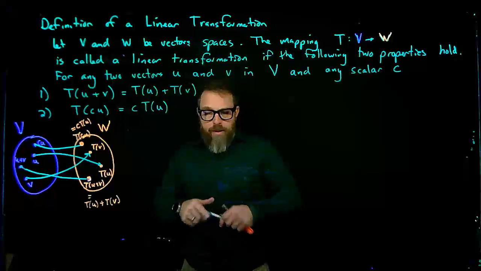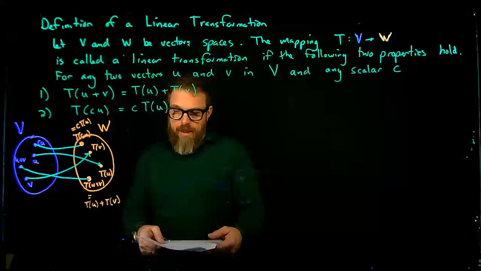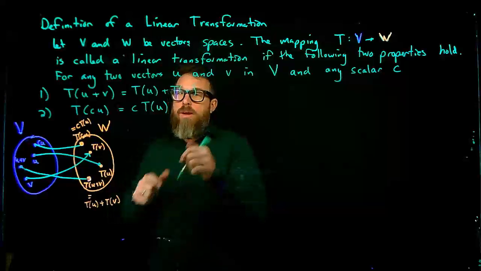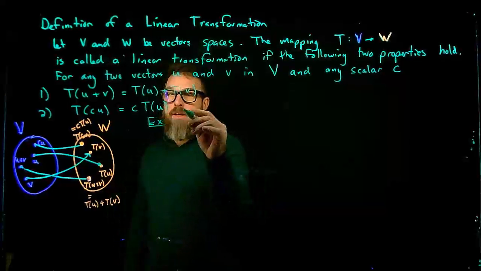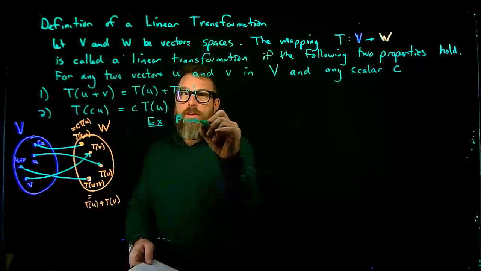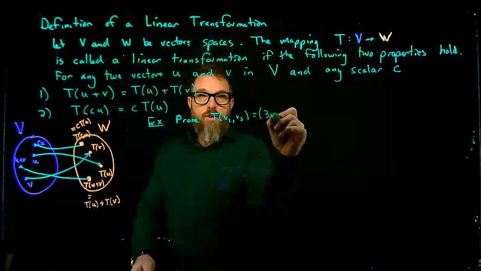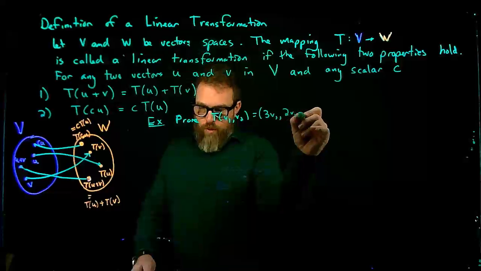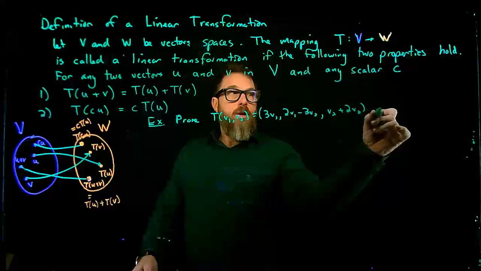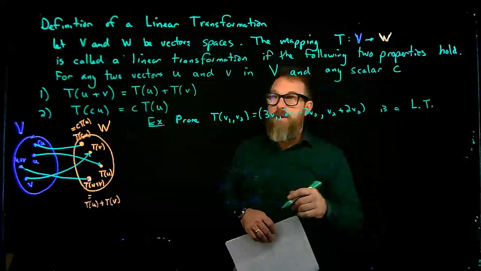All right, so how do we algebraically prove something is a linear transformation? Let's go back to our previous example. Let's prove that t of v1, v2, which is equal to 3v1, 2v1 minus 3v2, v1 plus 2v2, is a linear transformation. Let's say LT for linear transformation.